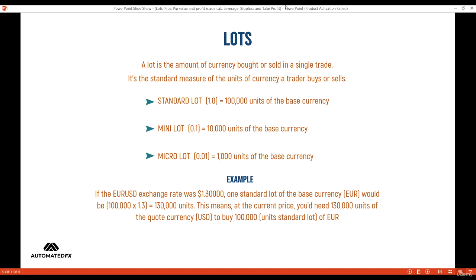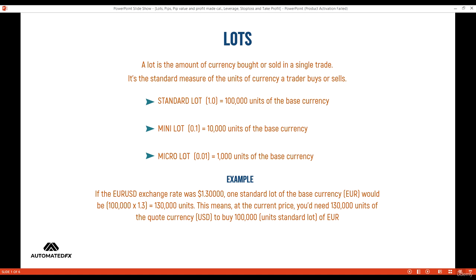In this video, we're going to be learning about lot size, or lots. We're going to be learning what lot means in Forex trading. A lot is the amount of currency bought or sold in a single trade. It's the standard measure of the units of currency a trader buys or sells.